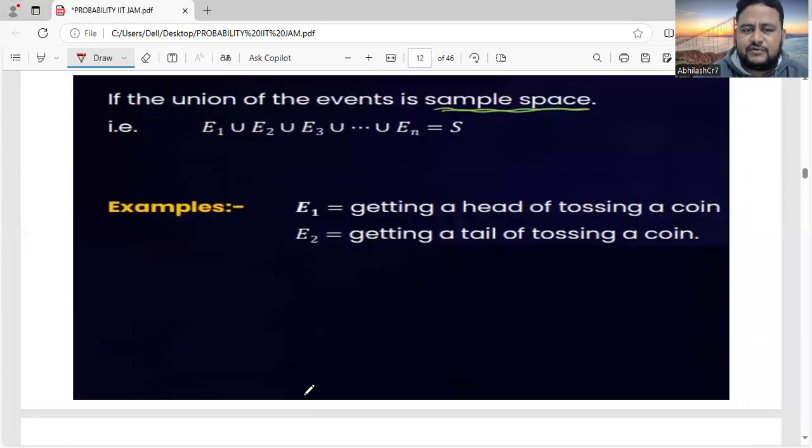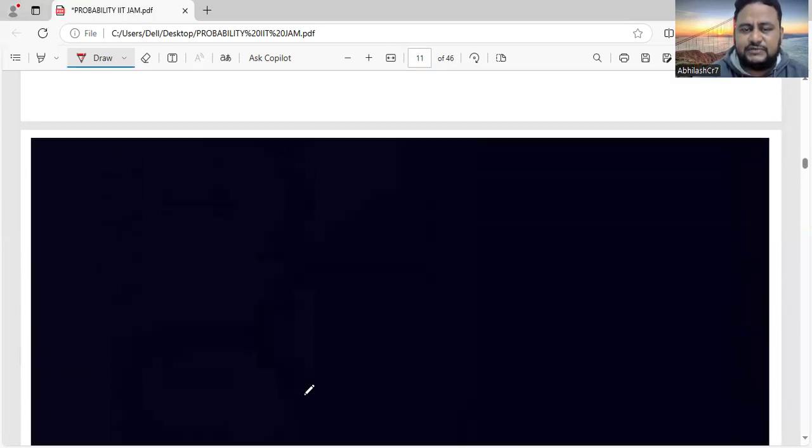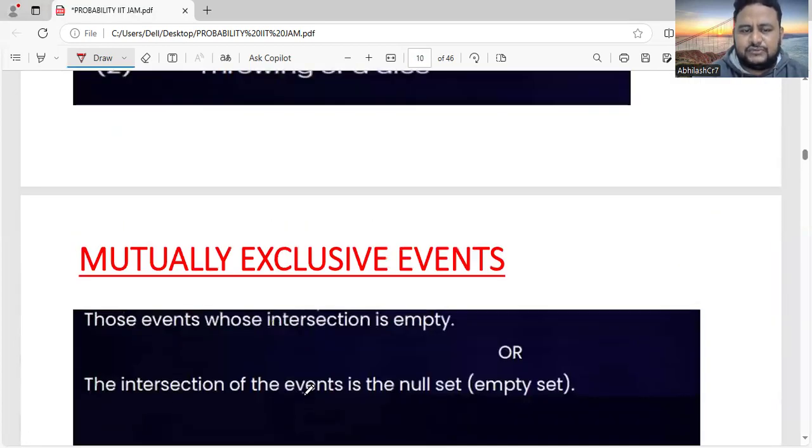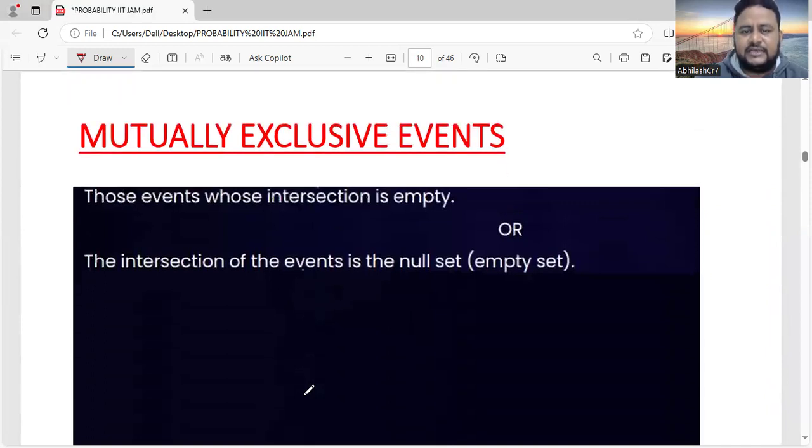We have to do mutually exhaustive events and mutually exclusive events. Let us first start with mutually exclusive events. The word itself says it is exclusive. Exclusive means it is unique to that, not related to another. So mutually exclusive events are those events whose intersection is empty.